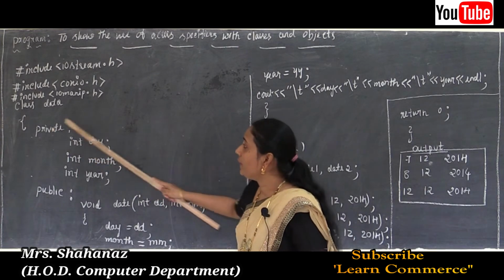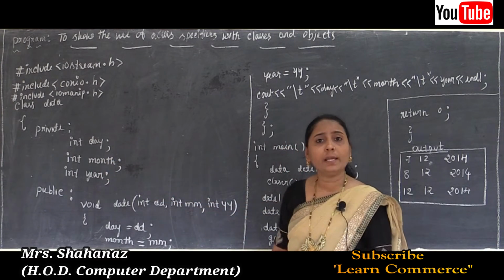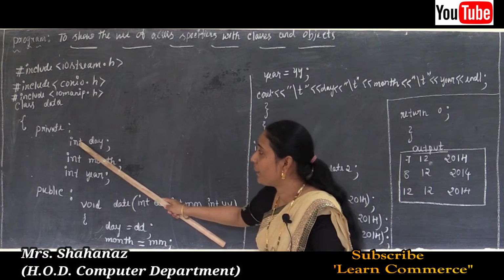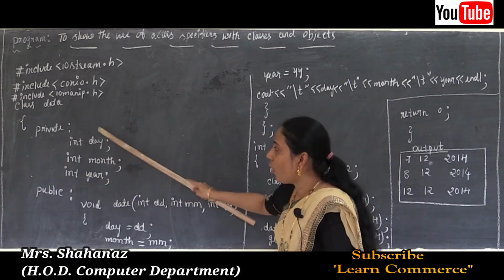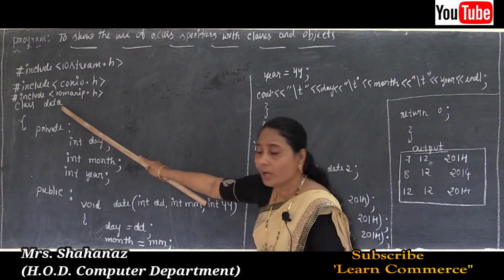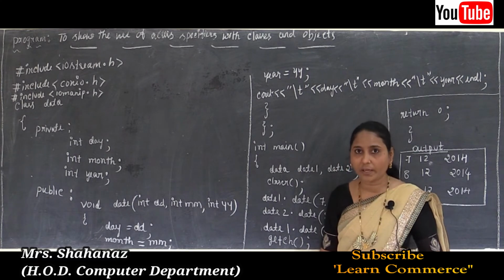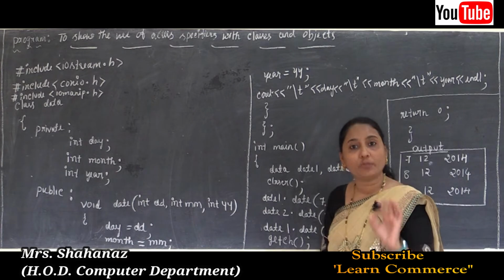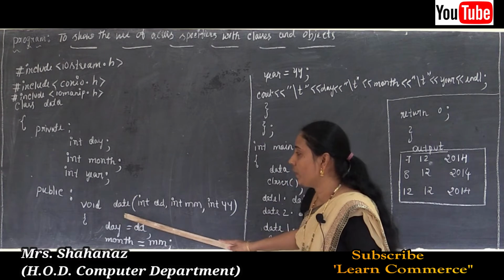Okay, and private colon, then day, month, year, all are called member data. Such data is declared using the data type int. So int day, int month, int year. All are called the private member data of the class date. And later next, the public. Why do we use the public access specifier? The public access specifier is used to declare or define the member function. So the member function name is date.